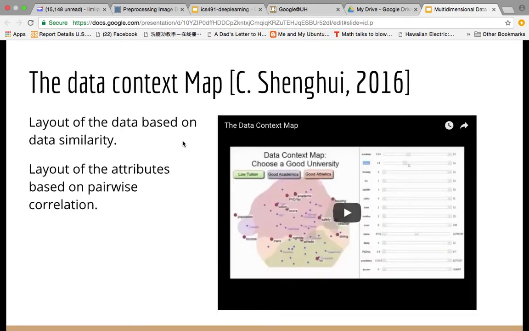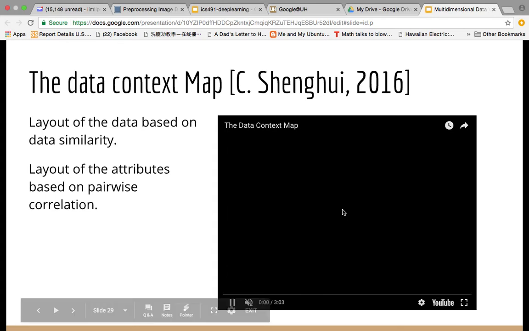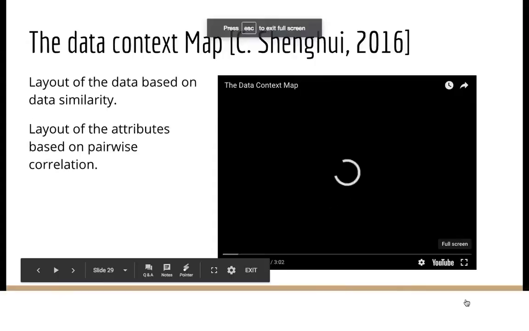This is something that I found this year. It's actually from last year, but it's pretty nice. So these guys call this the data context map. I've been saying all the time now that the problem these projections have is that you lose the information about the attributes. So these guys were like, okay, we lose the information about the attributes, how can we improve that? So they said, okay, we're going to do a projection based on the data similarity, and then we're going to do another projection based on the attribute similarity. So they do that for the data points, and then they do that for the attributes.